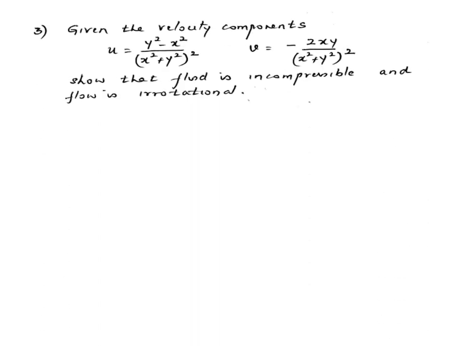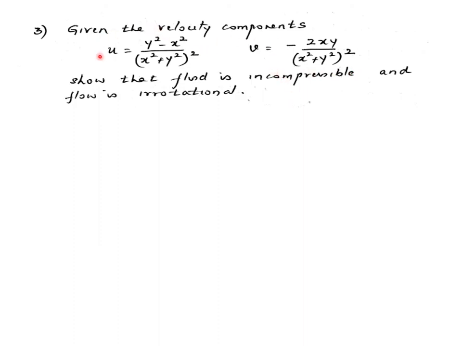The next problem is: given the velocity components, u is y square minus x square by x square plus y square whole square, and v is given as minus 2xy by x square plus y square whole square. Show that the fluid is incompressible and the flow is irrotational. To show that the fluid is incompressible, we have the continuity equation, which for steady two-dimensional flow is given by dou u by dou x plus dou v by dou y equal to 0.